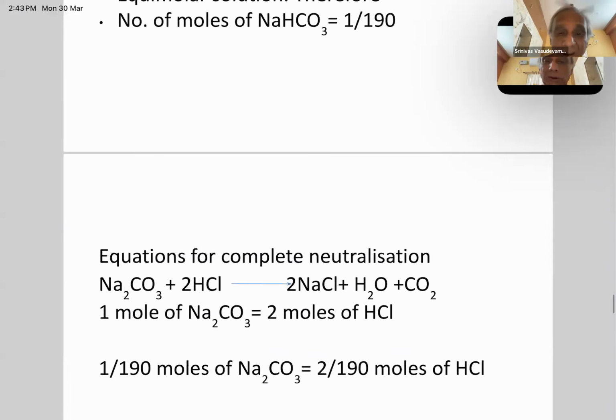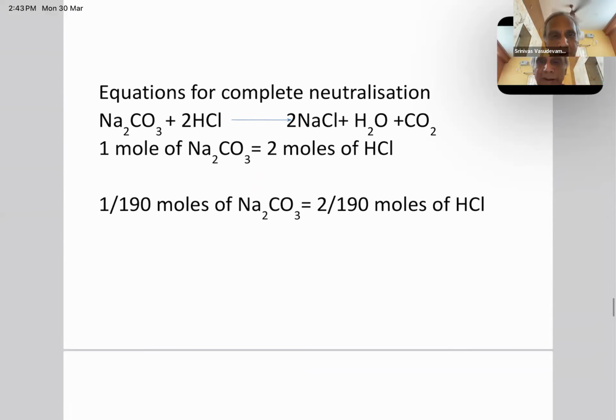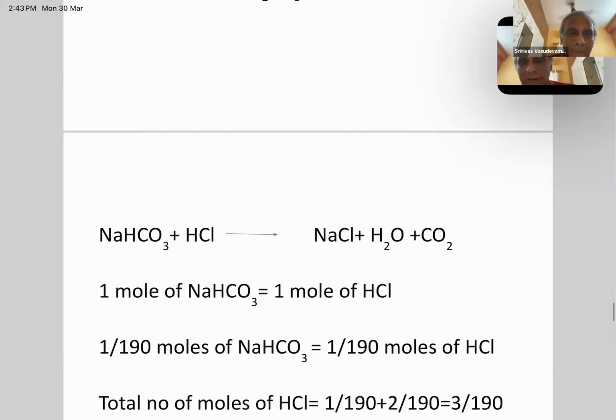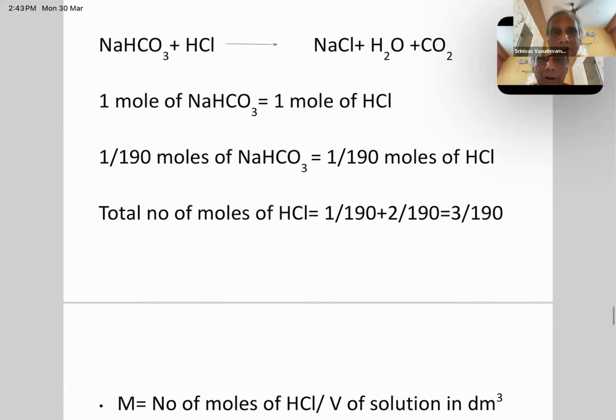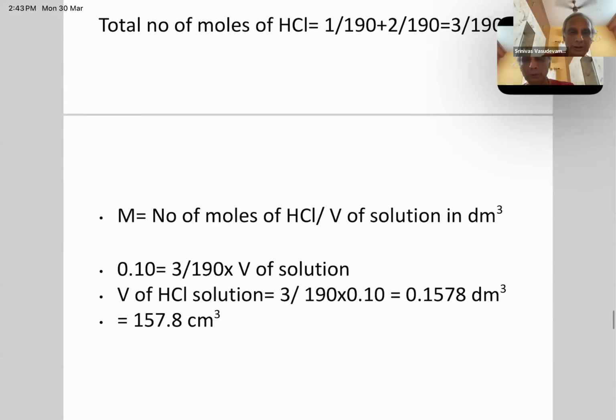Second part, I want to find out how much HCl is required by using the equations. Na2CO3 plus 2 HCl gives 2 NaCl plus H2O plus CO2. 1:2 ratio. 1 mole of sodium carbonate requires 2 moles of HCl. 1 by 190 moles of sodium carbonate will require 2 times, that is 2 by 190 moles of HCl. Other one is bicarbonate. NaHCO3 plus HCl gives NaCl plus H2O plus CO2. 1:1 ratio. 1 mole of sodium bicarbonate requires 1 mole of HCl. 1 by 190 moles of sodium bicarbonate requires the same amount, 1 by 190 moles of HCl. Total number of moles of HCl is 1 by 190 plus 2 by 190, 3 by 190 moles here.